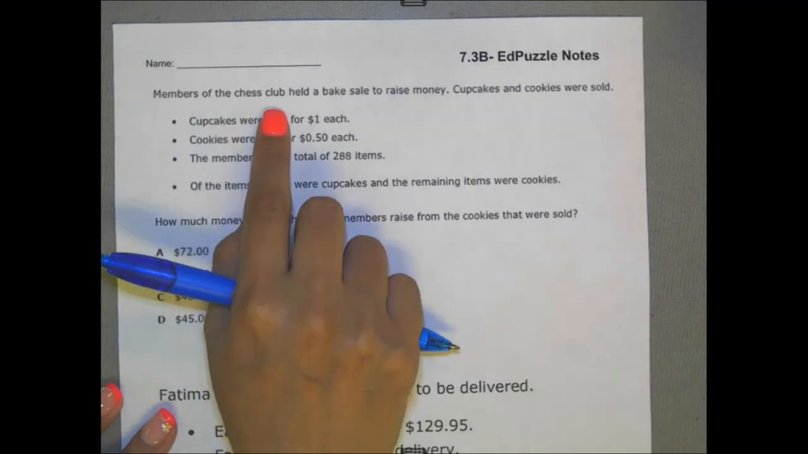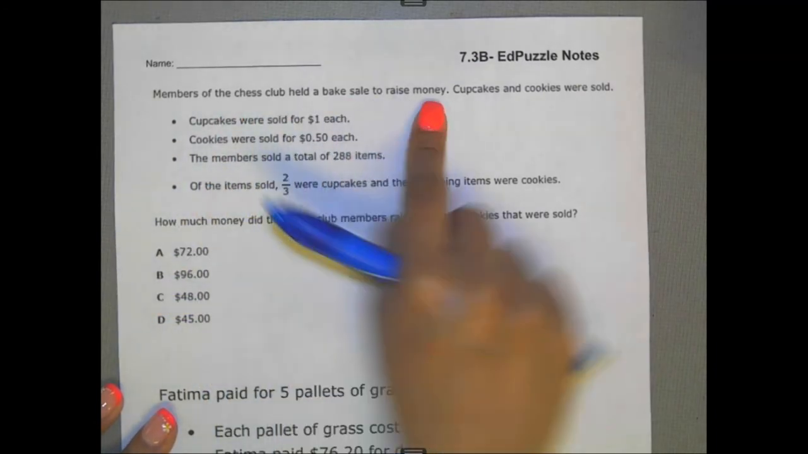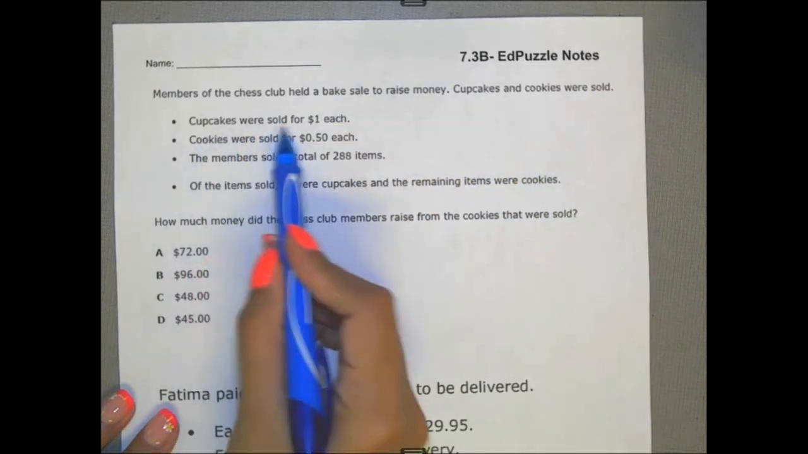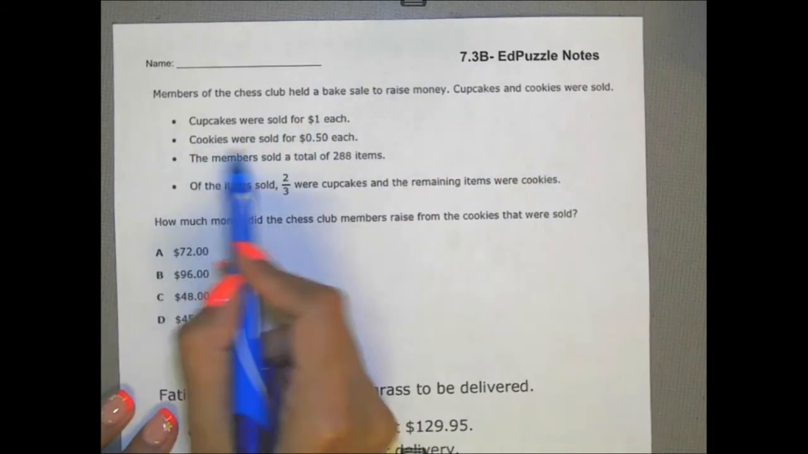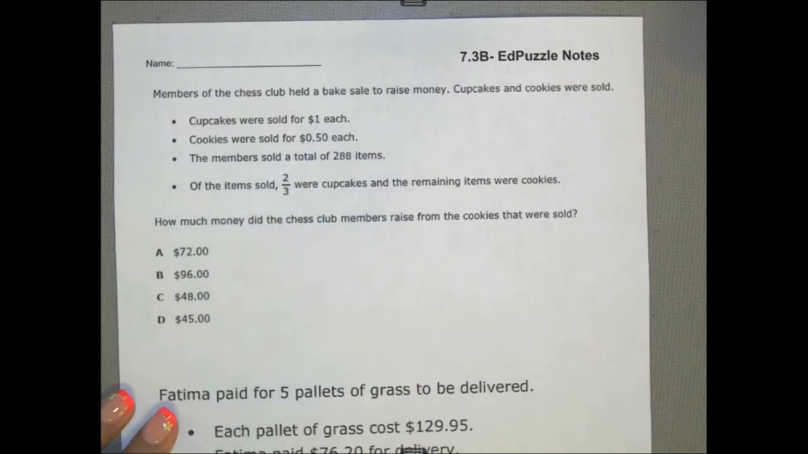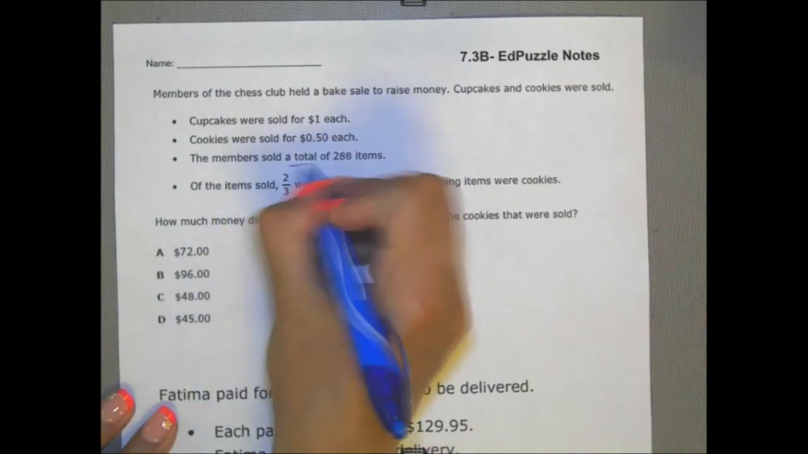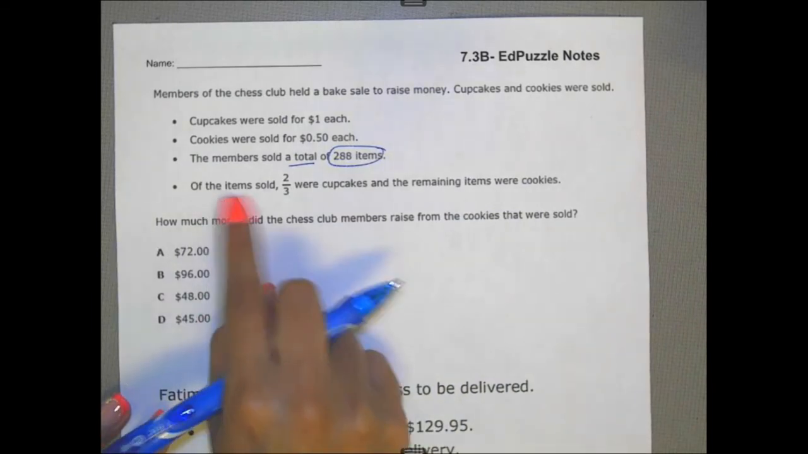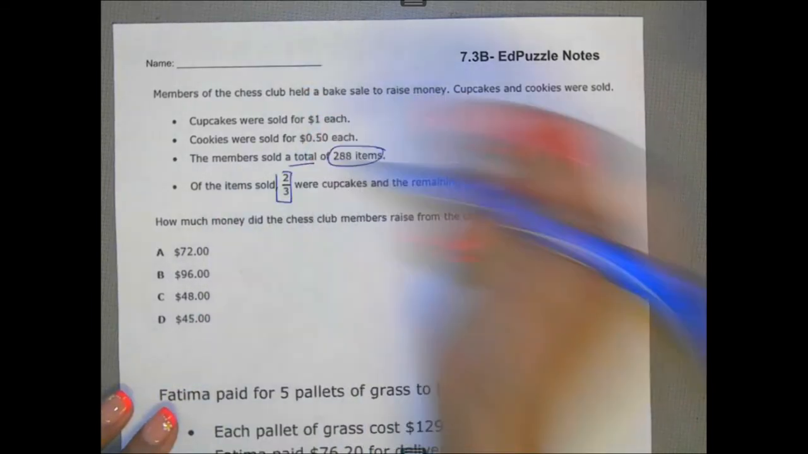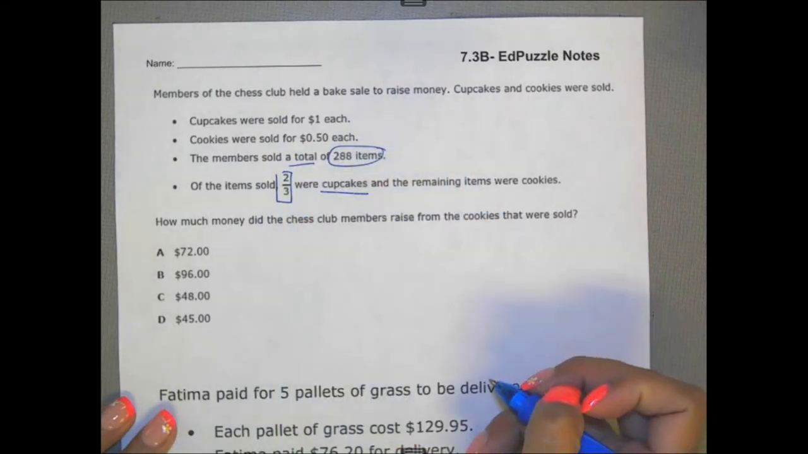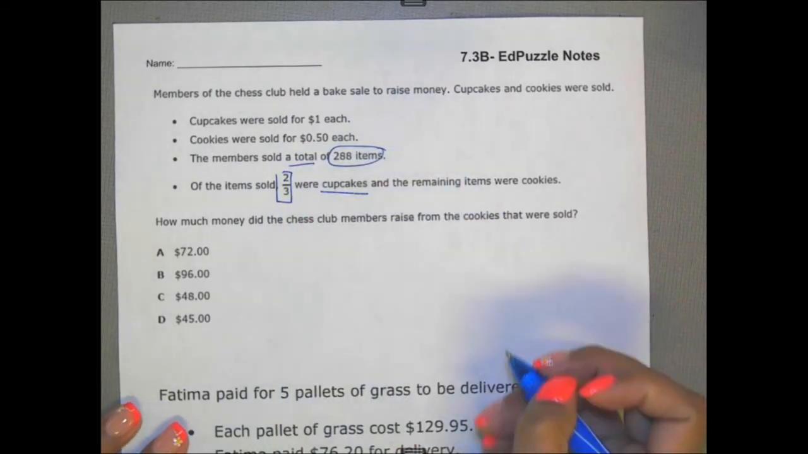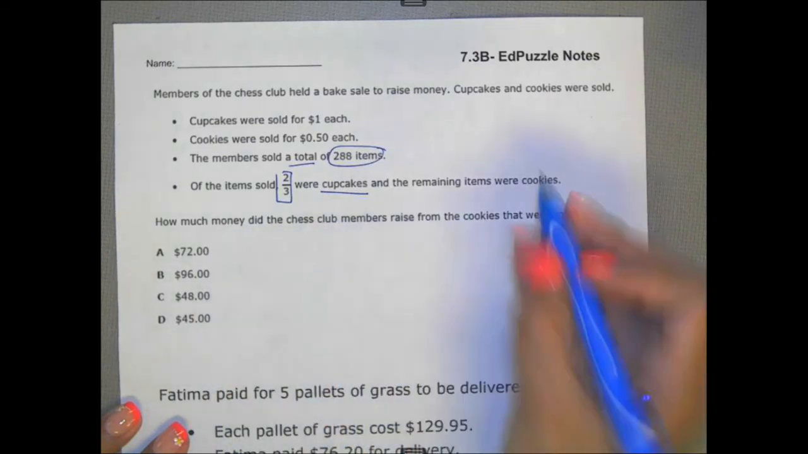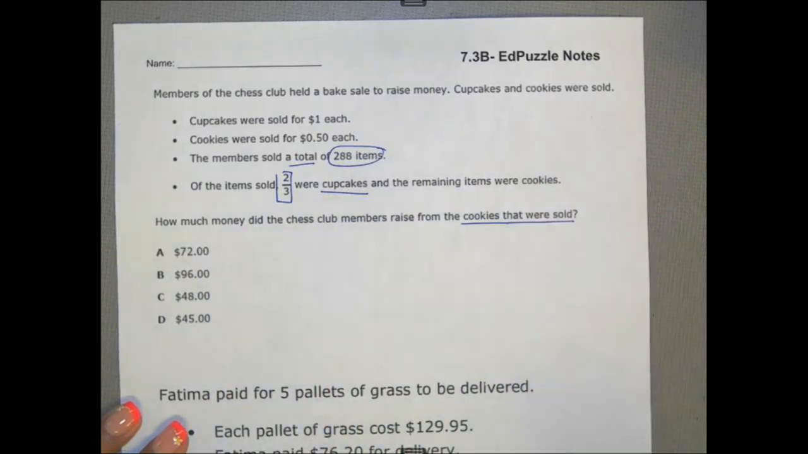Members of the chess club held a bake sale to raise money. Cupcakes and cookies were sold. Cupcakes were sold for $1 each. Cookies were sold for 50 cents each. The members sold a total of 288 items. Of the items sold, 2/3 were cupcakes and the remaining items were cookies. How much money did the chess club members raise from cookies that were sold?